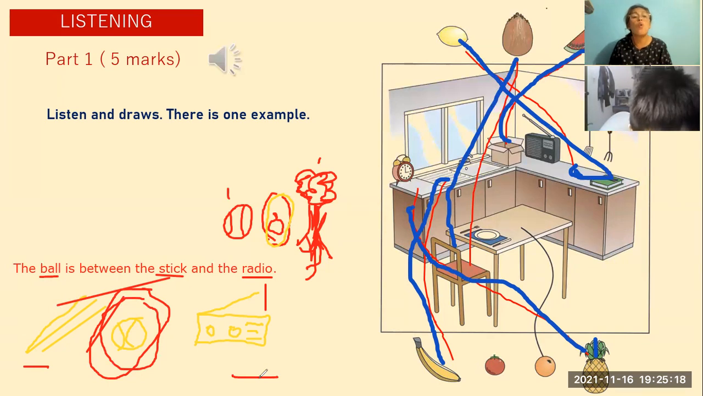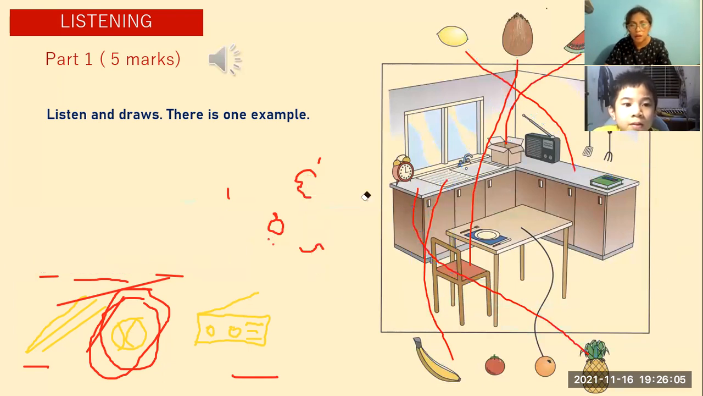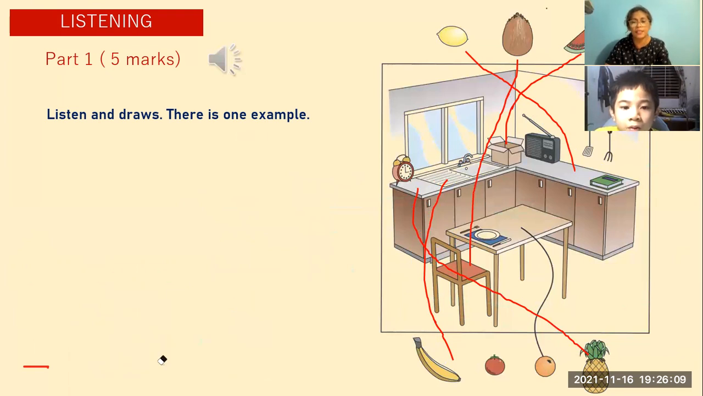Okay, one more question. Where is the ball, Tom? The ball is between the stick and the radio. Okay. Can you please read this again? Between. Okay, very good. You understand now? Do you understand? Yeah. You understand? Okay, here, one more. Okay, I will erase this first. Okay, I will erase all. Okay, here, look at this.